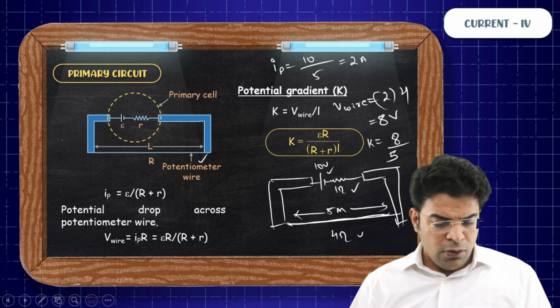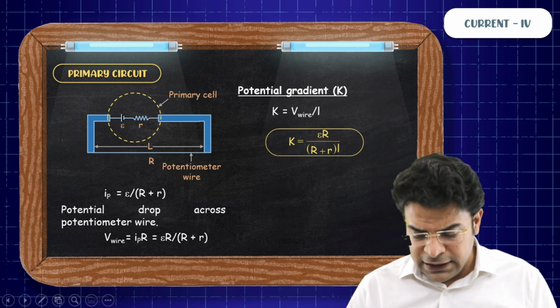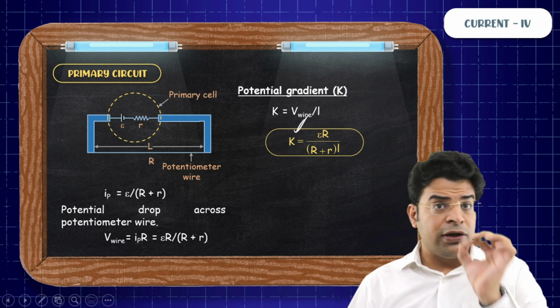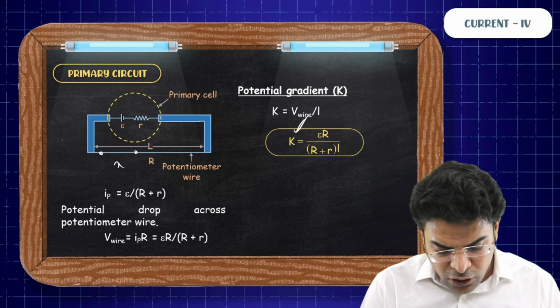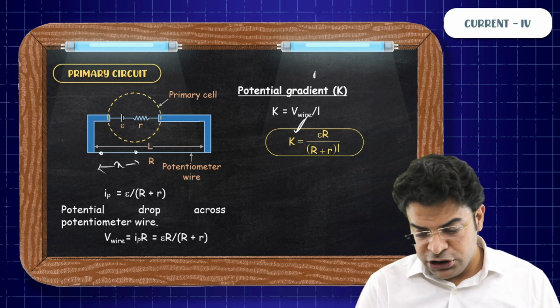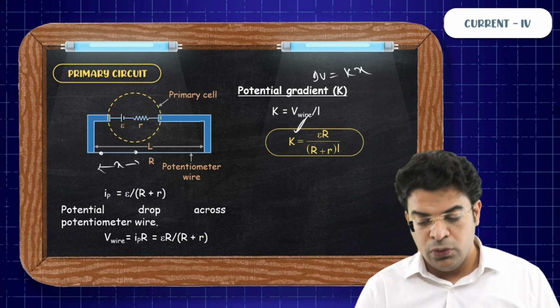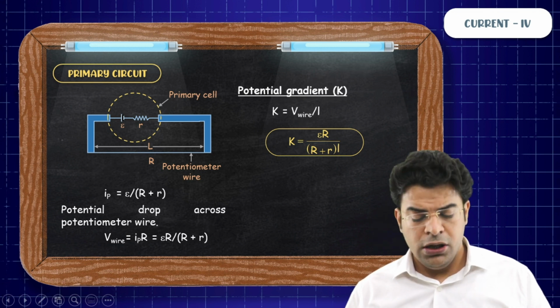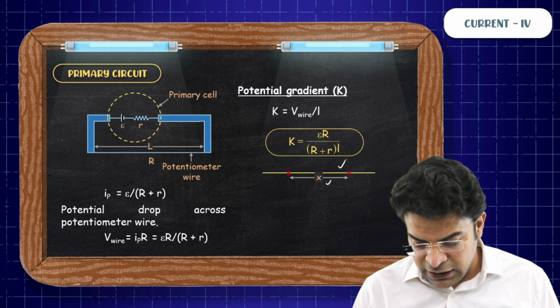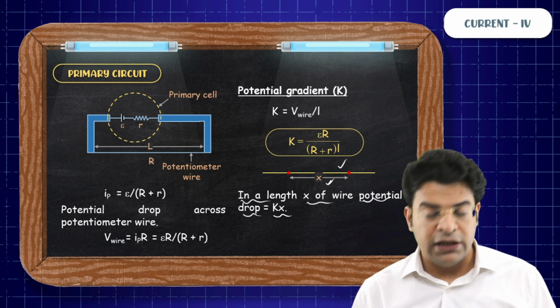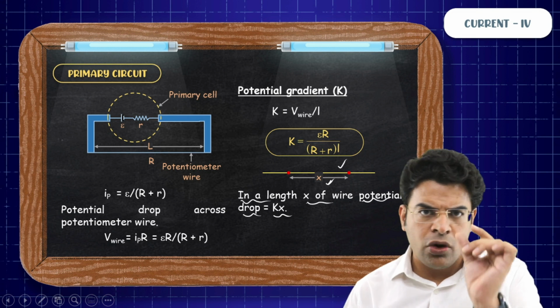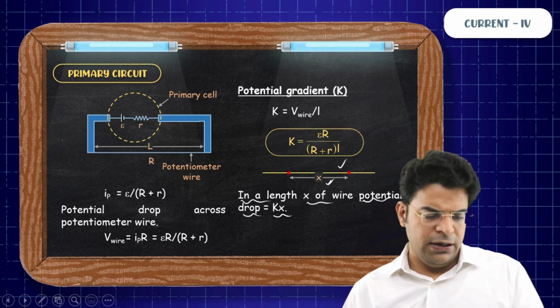That's all. One more thing. If you know that the potential gradient is K, potential drop per unit length is K, this means that in a length X of wire, the potential drop will be nothing but K into X. Keep this in mind. In a length X of wire, the potential drop will be K into X. Potential drop per unit length multiplied by length.